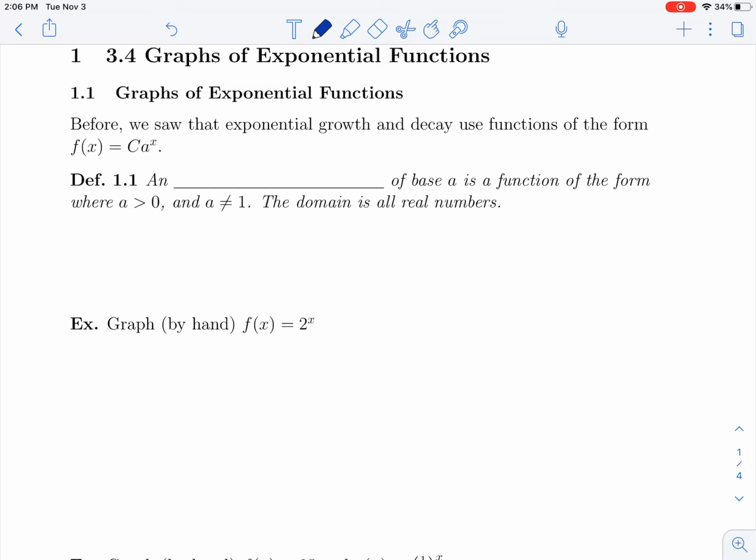Again, if you felt like I was rushing stuff, you can always just pause this video. I'm also going to post it to YouTube. Yada, yada, yada. Okay. So section 3.4 is about the graphs of exponential functions.